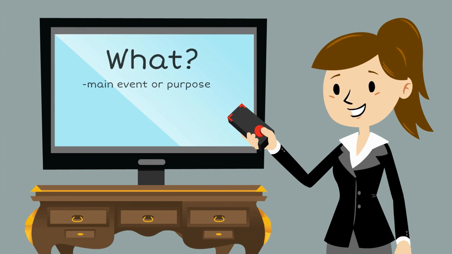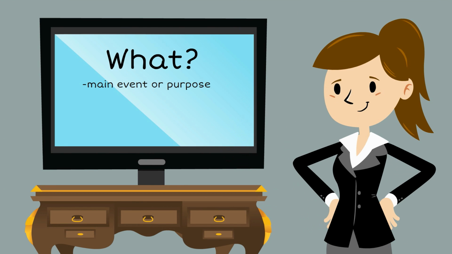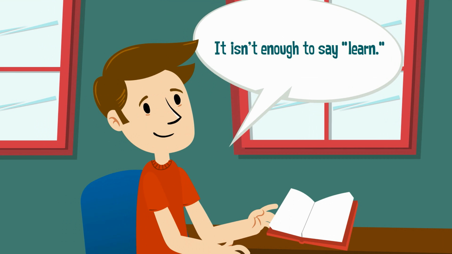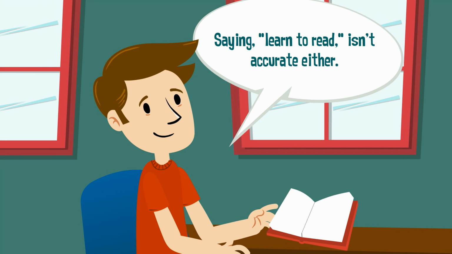When we ask what, we are looking for the main event or purpose. What happens in an RFM class? It isn't enough to say that the students learn, since you learn in every class. And saying that students learn to read isn't accurate either, since you already knew how to read when you got to Revis.